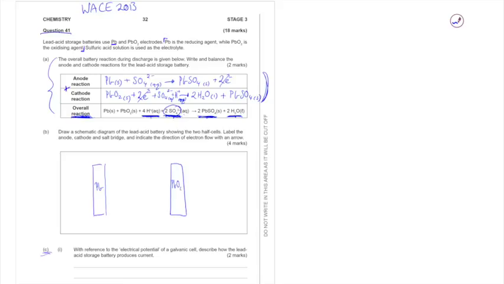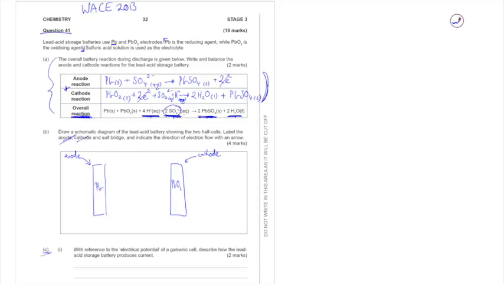Now it says we need to label the anode and cathode, and thankfully we know from this equation up here, or from the information provided in the question, which way around it is. If Pb is the reducing agent, it's being oxidized, and this occurs at the anode. This means this electrode right here is the anode, and because of that, this one must be the cathode. Fantastic. So I'm going to cross off both of those.